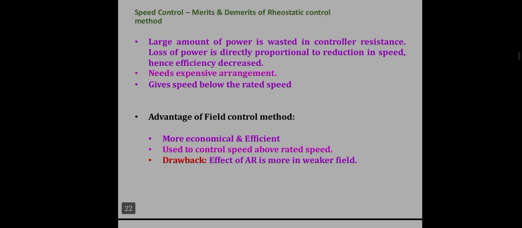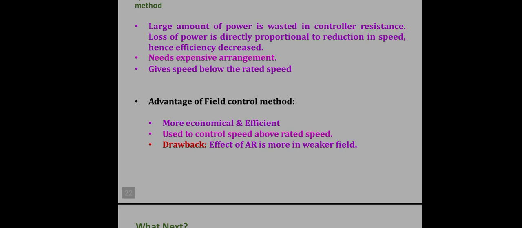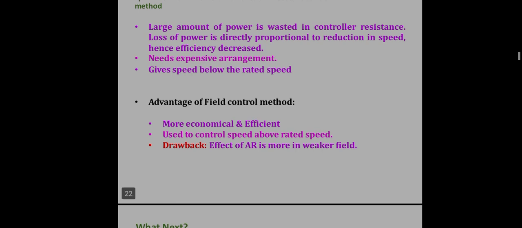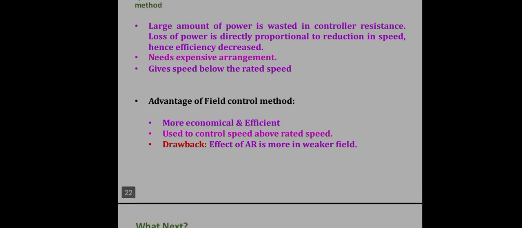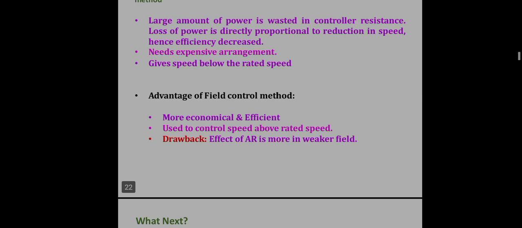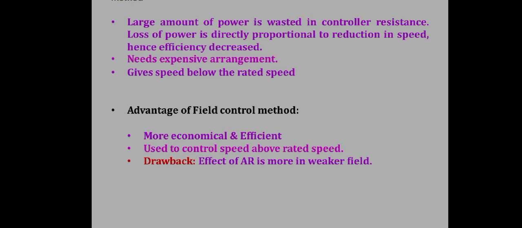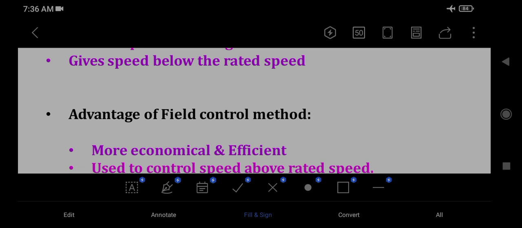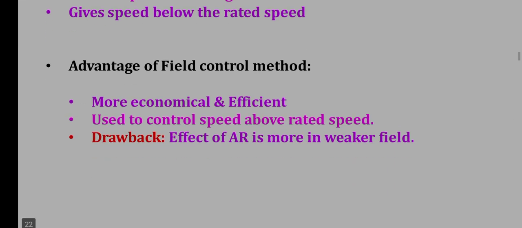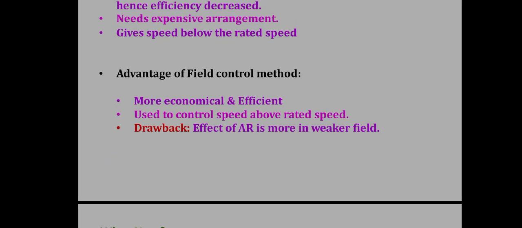And in the field control method, there are some advantages: it is a more economical and efficient method used to control speed above the rated speed. The only drawback here is the effect of armature reaction. The effect of armature reaction is more in a weaker field.